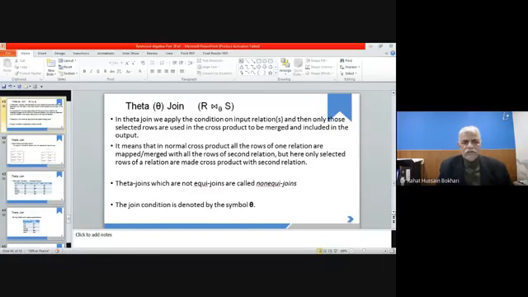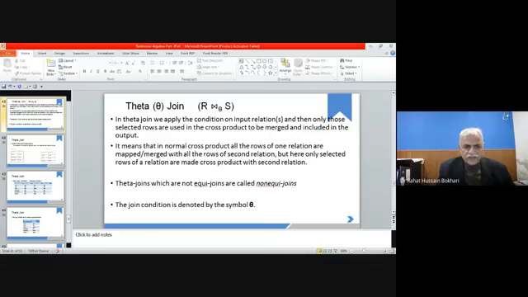So in the normal cross product, all the rows of one relation are merged with all the rows of the second relation, but here only selected rows of the relation are made into a cross product with the second relation. This is the only difference with the theta join. If there are two relations R and S, and we have to go for theta join for R and S, then in the very beginning we apply the condition and get the rows that match the condition. We retain those in both tables. Then we apply our cross product.